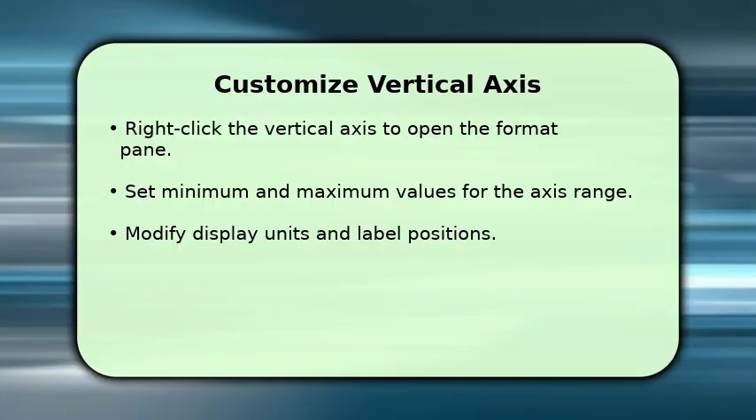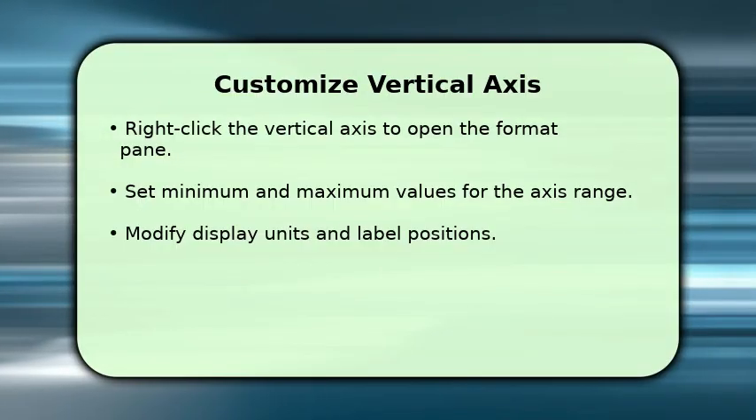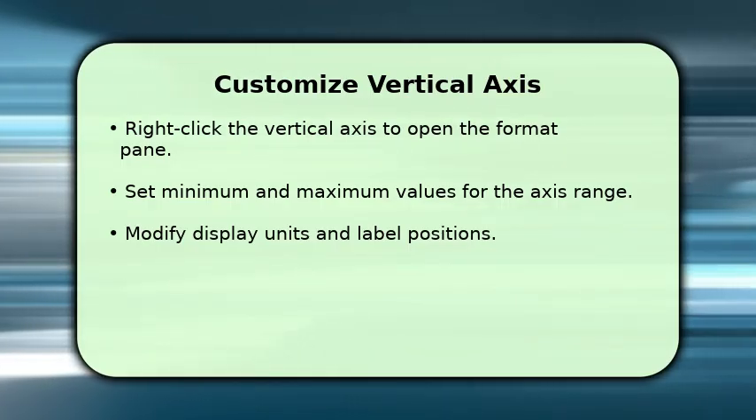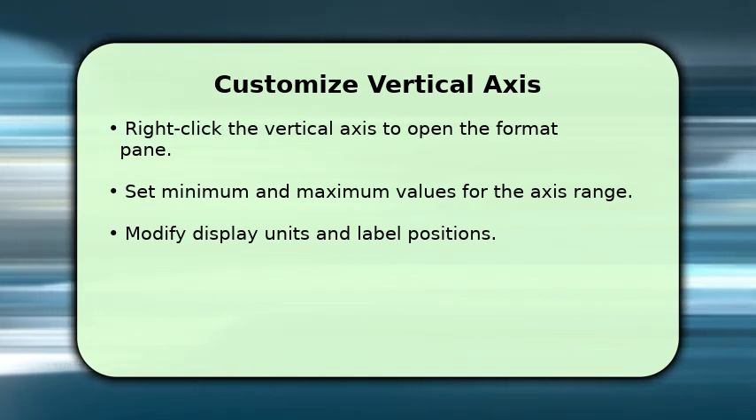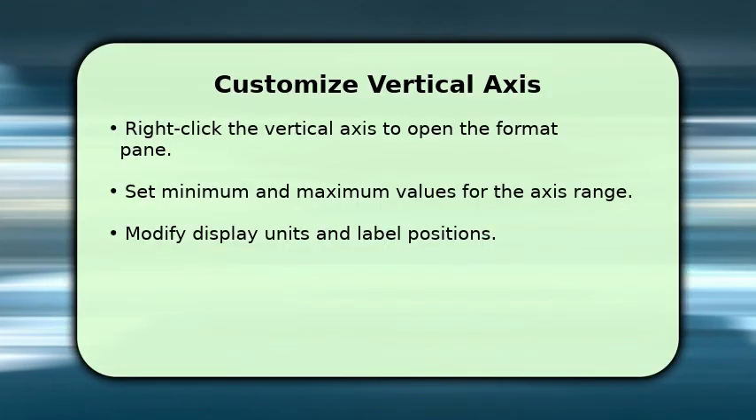Similarly, to customize your vertical or Y-axis, right-click it and choose Format Axis. In the Format pane, you can precisely set the minimum and maximum values for your data range. You can also modify the display units, such as thousands or millions, and adjust where the axis labels appear relative to the axis line. This gives you fine control over your chart scale.